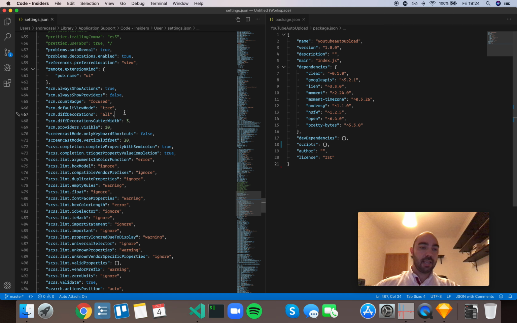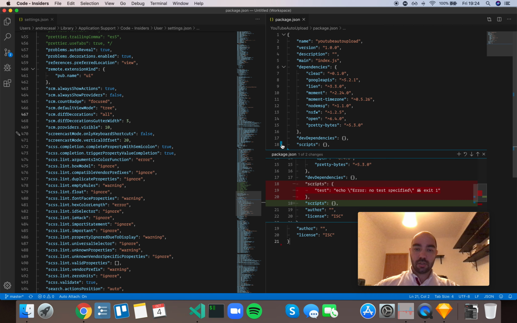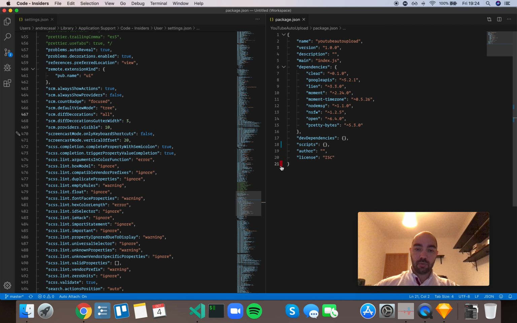Okay, so scm.diffDecorations controls diff decorations in the editor. So what are diff decorations? Are these things right here. So this line was changed, so it has this little blue decoration, and this line was removed.